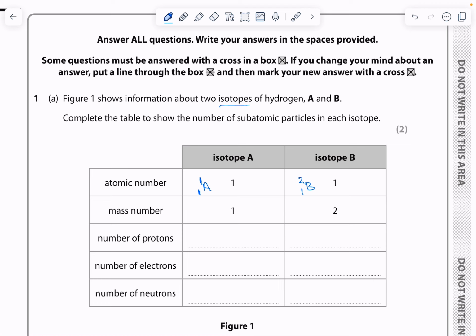So remember, the number of protons is equal to the bottom number, that's the atomic number. So this has got 1 proton, as has this isotope. The number of electrons is equal to the number of protons in an atom. So that's going to be 1 electron and 1 electron over there. And then the number of neutrons is the mass number minus the atomic number. So this one is 1 take away 1, so it's going to be 0. And this is 2 take away 1, so it's going to be 1.